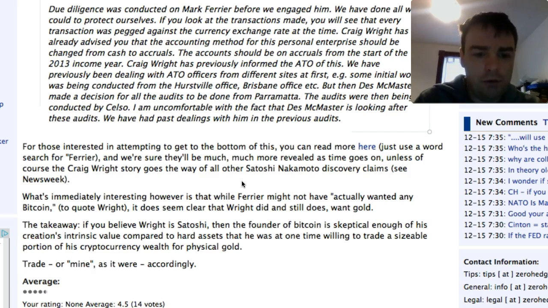Just use the word Ferrier and search for that. What's immediately interesting, he says, however, is that while Ferrier might not have actually wanted any Bitcoin, it does seem clear that Wright did and still does want gold. Wright being the founder and creator of Bitcoin. The takeaway: if you believe Wright is Satoshi, then the founder of Bitcoin is skeptical enough of his creation's intrinsic value compared to hard assets that he was at one time willing to trade a sizable portion of his cryptocurrency wealth for gold.